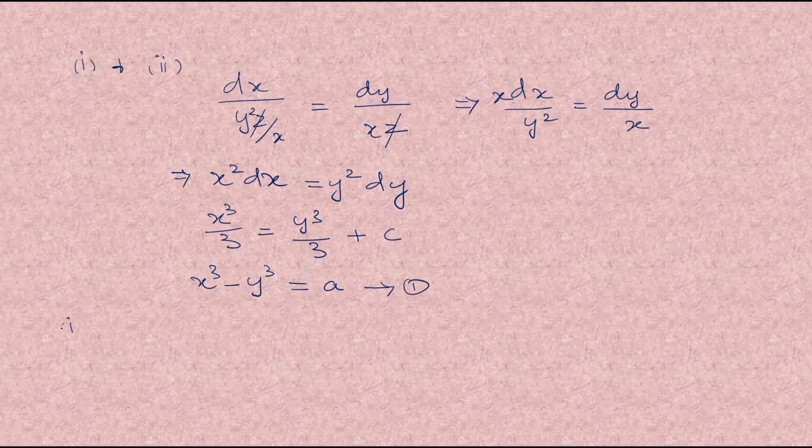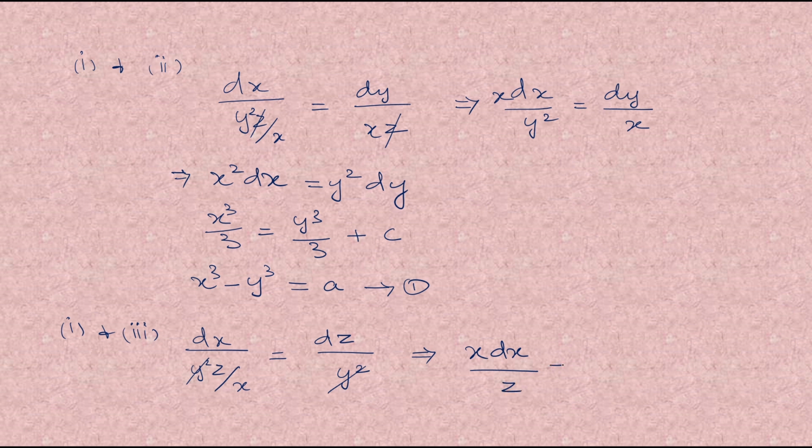Now consider the first and the third ratio. The first ratio is dx divided by (y square z divided by x), equal to the third, dz divided by y square. Here the derivatives are dx and dz, so we don't want the variable y. It is easy to cancel that y square, which gives x dx divided by z is equal to dz. Now we can cross multiply the z, which gives x dx is equal to z dz. On integration, x square by 2 is equal to z square by 2 plus some c.